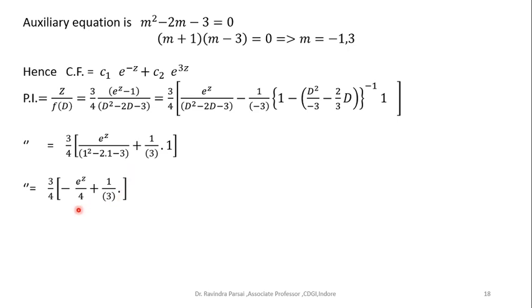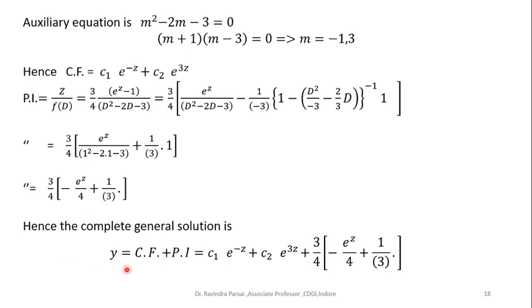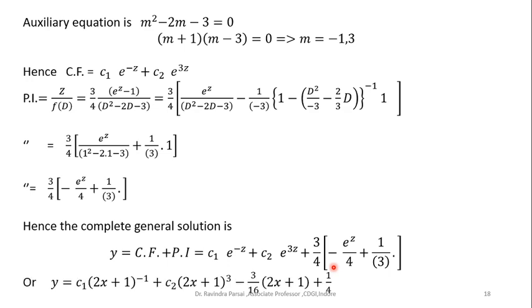So just writing this 3 upon 4 minus e raised to this, after simplification this gives this. Hence the complete solution is y equal to CF plus PI, where CF is equal to this and PI is already calculated here. Now you substitute the original value of z in terms of x. That is y equal to c1 e raised to (2x plus 1) raised to minus 1 plus c2 e raised to (2x plus 1) whole cube, minus 3 upon 16 of (2x plus 1) plus 1 by 4. This equation you will obtain here.